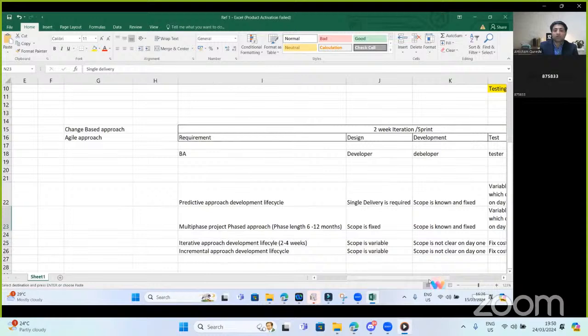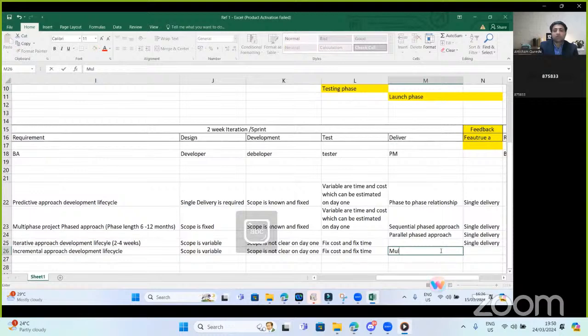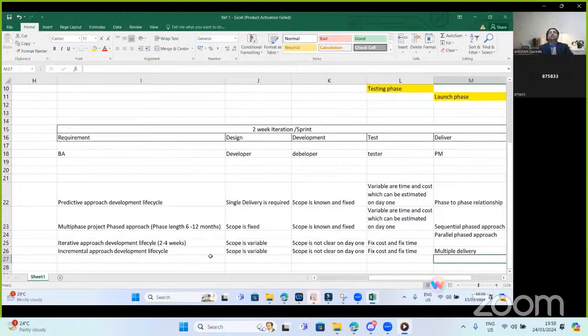But the incremental approach is interesting, where scope is variable, but deliveries are also multiple, because the feature that I'm going to deliver is usable. The customer can start using it. So although the scope is variable, I will deliver a feature in the first iteration and it will be usable. I can work on enhancing this feature in the second iteration, but still the client can keep on using it.